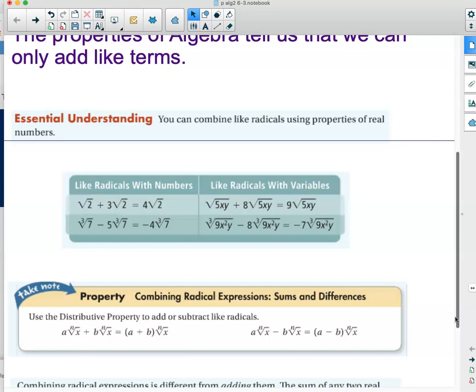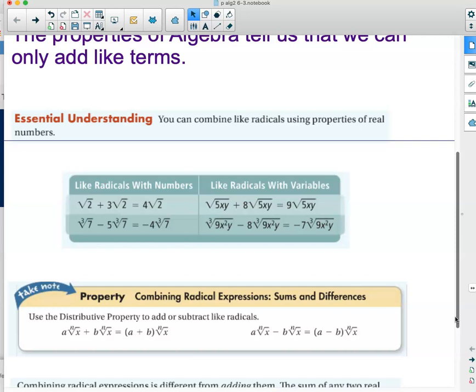Makes perfect sense. Cube root of 7 minus 5 cube roots of 7. I had 1, but I had to subtract 5 of them. That would give me a negative 4. Negative 4 of what? Cube roots of 7. Now they can get kind of messy looking, like these over here. Square root of 5xy plus 8 square roots of 5xy. They're like radicals. I had 1, I added 8, now I have 9. Cube root of 9x squared y minus 8 cube roots of 9x squared y. Well, 1 minus 8 is negative 7, so now I have negative 7 of them. And the them is the radical.